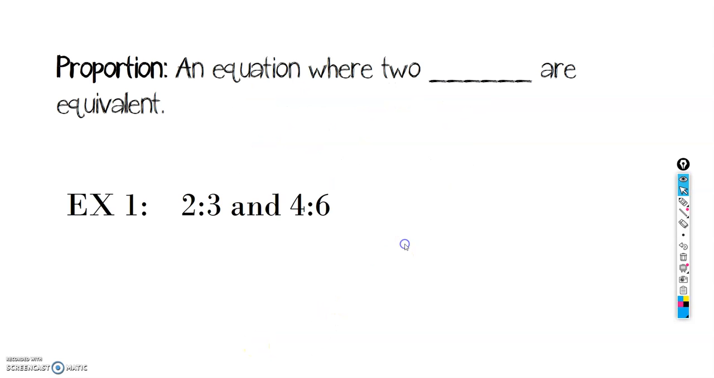Today we're going to be identifying proportional relationships, and a proportion is an equation where two ratios are equivalent. So let's put that in English. Basically what that means is that we have two ratios that are the same. So here's an example. I have 2 to 3 and 4 to 6. Let's go ahead and set these up.